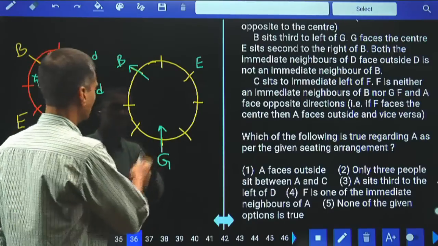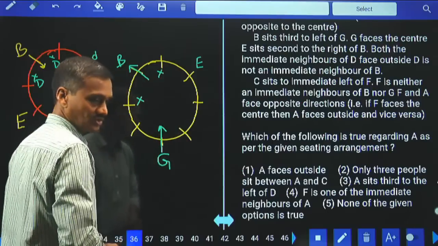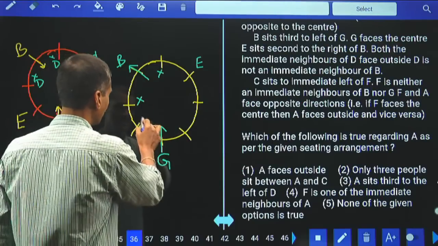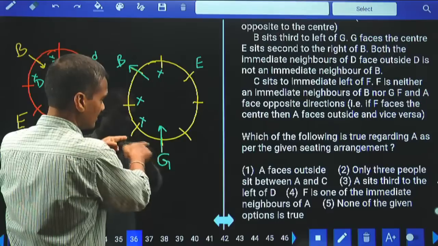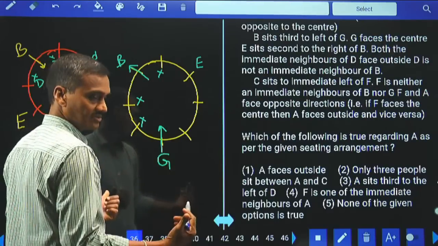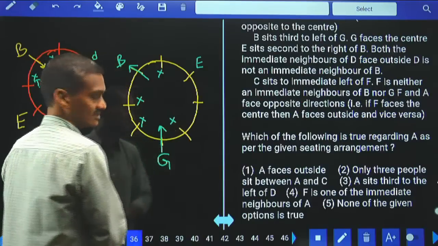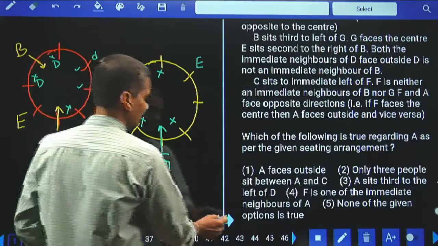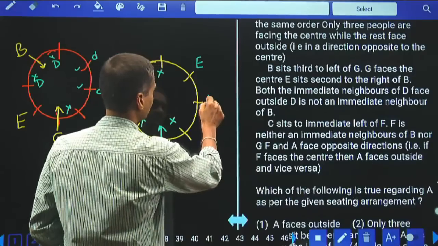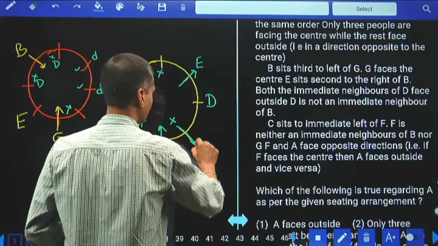Then coming back to this one. In this one, D cannot be adjacent to B. These 2 were ruled out. And at the same time, D cannot be here, because if D is here, adjacent to D is G, and G is facing the center, but both the immediate neighbors of D must be away. D cannot be here, and D cannot be here as well. Then what is the only possibility we have? In the second one, D must be here. If D is here, E is away, and this person is also away.